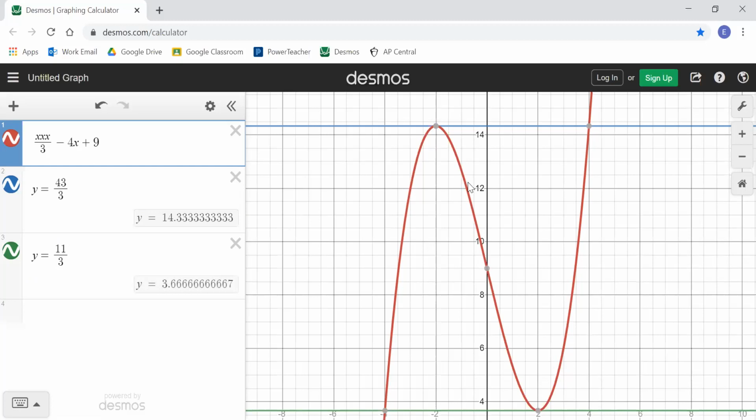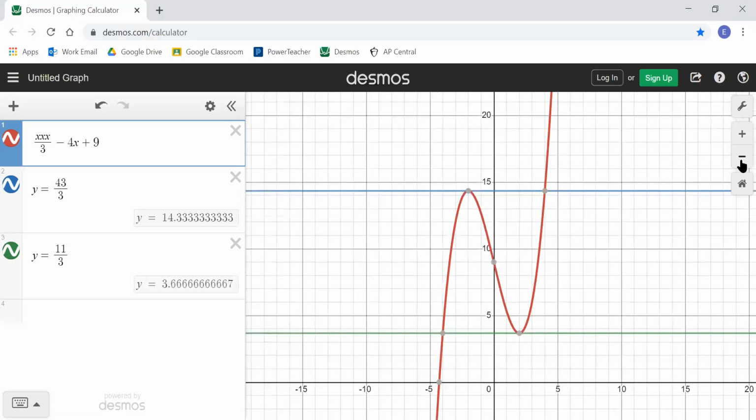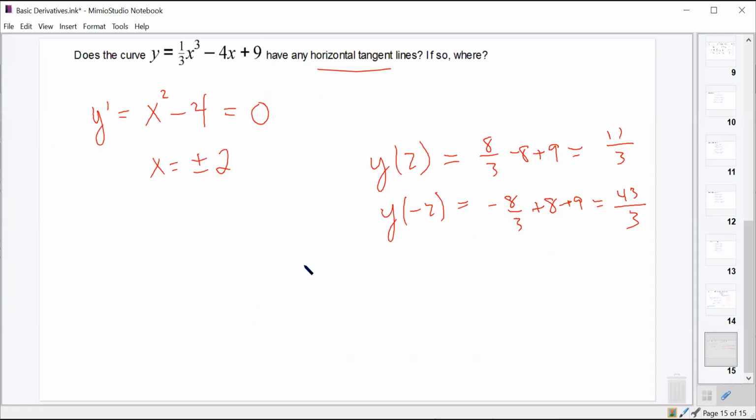Good or no? Everybody okay with that conceptually? Yeah. All right. Perfect. So that is it for today.